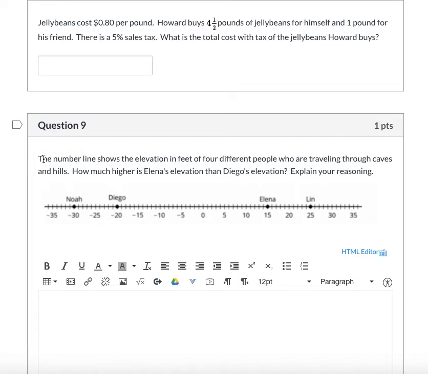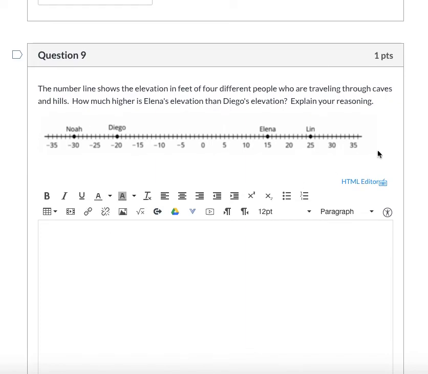Question 9. The number line shows the elevation in feet of 4 different people who are traveling through caves and hills. How much higher is Elena's elevation than Diego's? Explain your reasoning. For this one, you need to calculate the difference in the elevation and then also explain your reasoning in the box here.